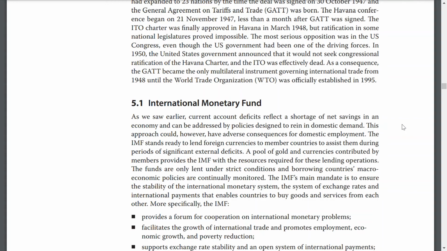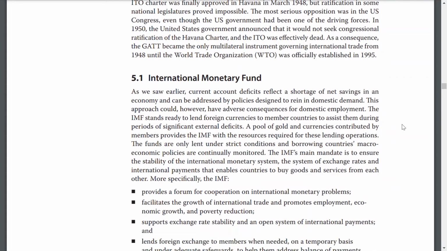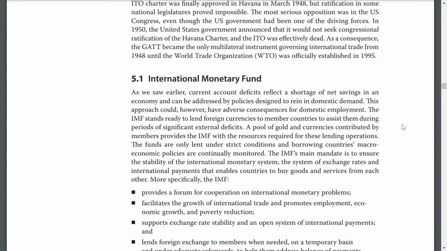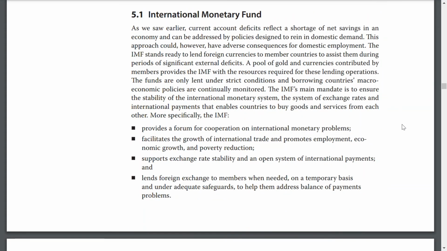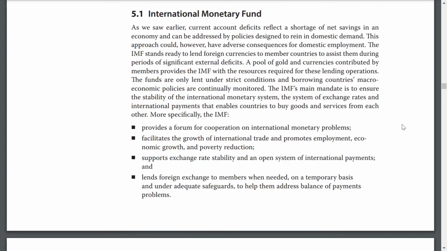A pool of gold and currency contributed by members provides the IMF with the resources required for its lending operations. The funds are only lent under strict conditions, and borrowing countries' macroeconomic policies are continually monitored. The IMF's main mandate is to ensure the stability of the international monetary system, the system of exchange rates and international payments that enables countries to buy goods and services from each other.